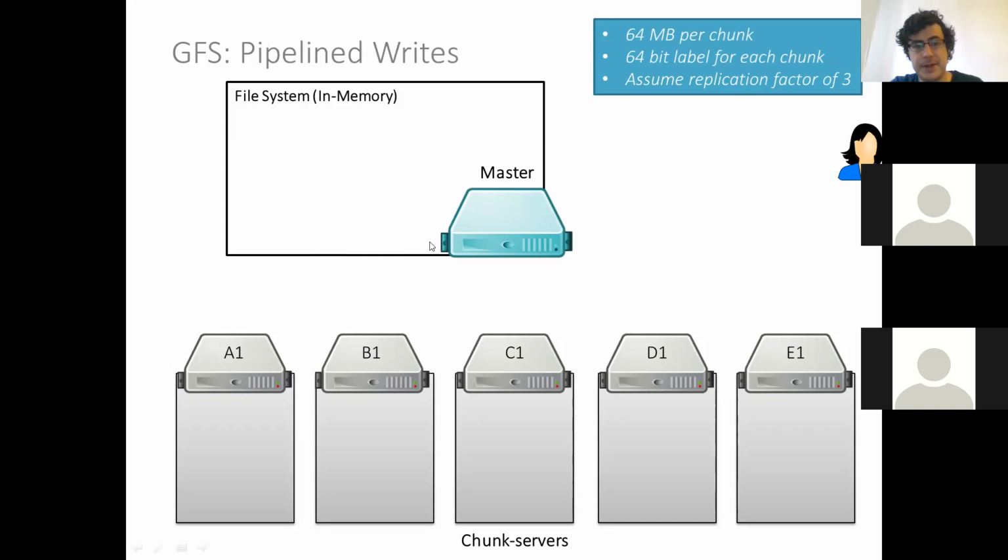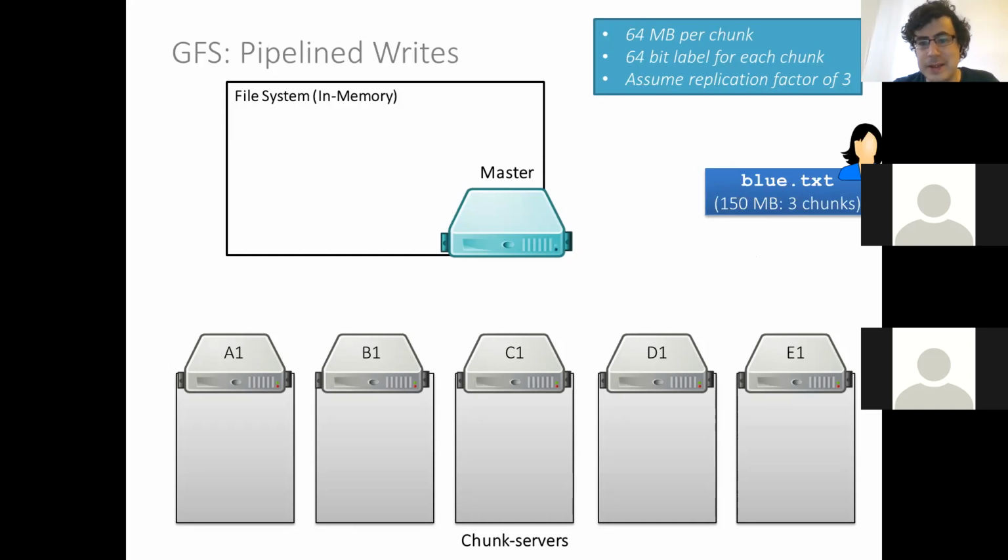So we're going to consider pipeline writes. We have a client, and the client wants to write a 150 megabyte file, include.txt, which will occupy 3 chunks, right? 64, 128, and then 22 megabytes in the 3rd chunk, which will still occupy 64 megabytes. How should the client write this?